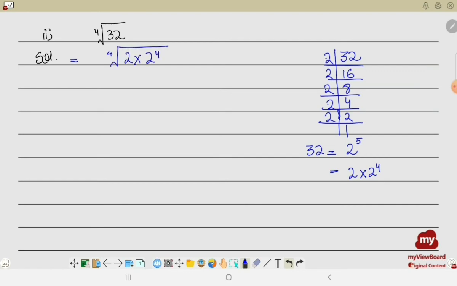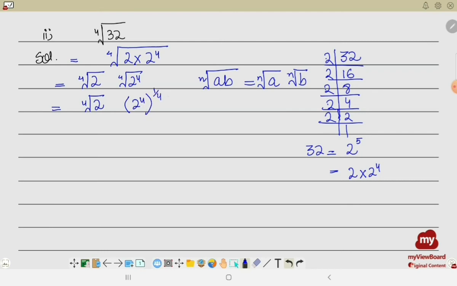So we have studied one property, the very first property. The nth root of ab is equal to, we can easily distribute the radical sign. So on both radicands we can apply the radical sign. So we will go with the same thing here: 4th root of 2 and 4th root of 2 ki power 4. Now 4th root of 2 will remain as it is, whereas we can write this as 2 ki power 4 and convert it into exponential form. So this will get cancelled. So we can write 2 into 4th root of 2. This is the answer. Hope you understand this sum.